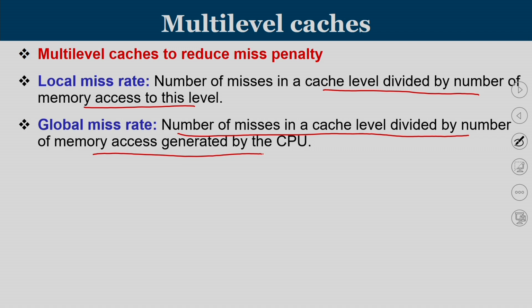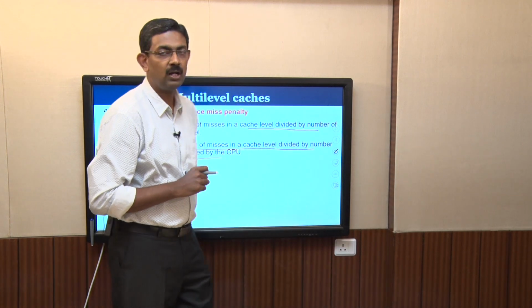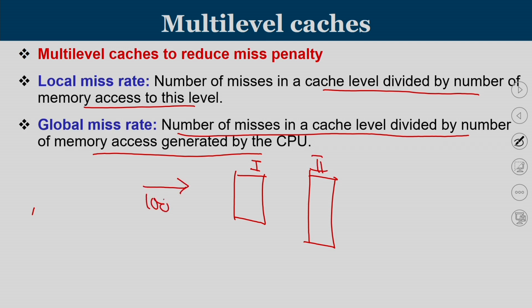There are two different types of miss rate that we wanted to introduce. We will take a small illustrative example to understand this concept. Consider we have two caches, L1 and L2. So this is your L1 cache and this is your L2 cache. Assume CPU is going to give you 100 cache accesses, out of which 20 are missed in L1. So its number of misses is 20 and number of cache accesses is 100.